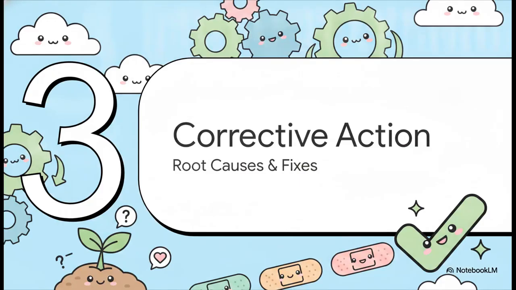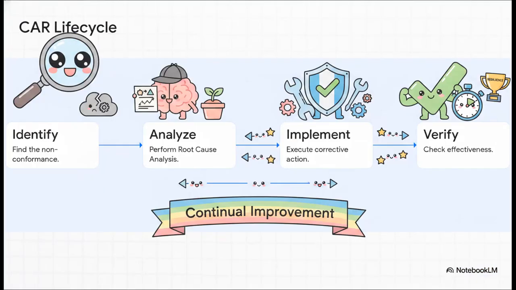All right, let's look at Part 3, root causes and corrective action. This phase right here is the true improvement engine of the audit. Identifying a deviation is really only half the battle. If you don't fix the underlying reason it happened in the first place, it's just going to happen again.